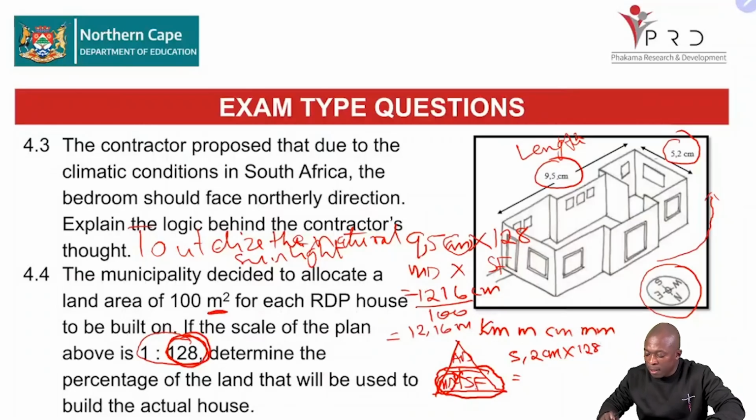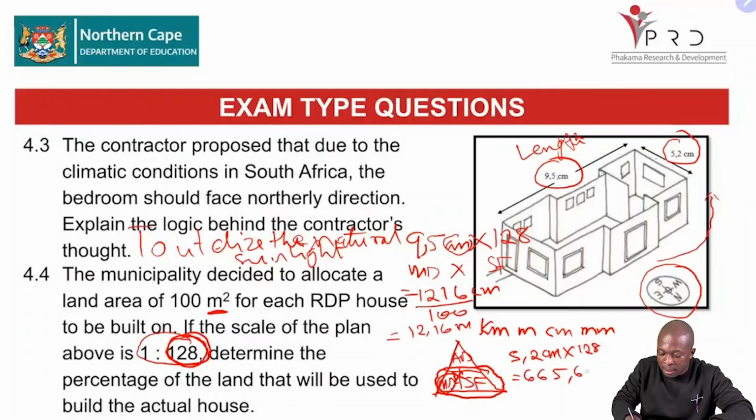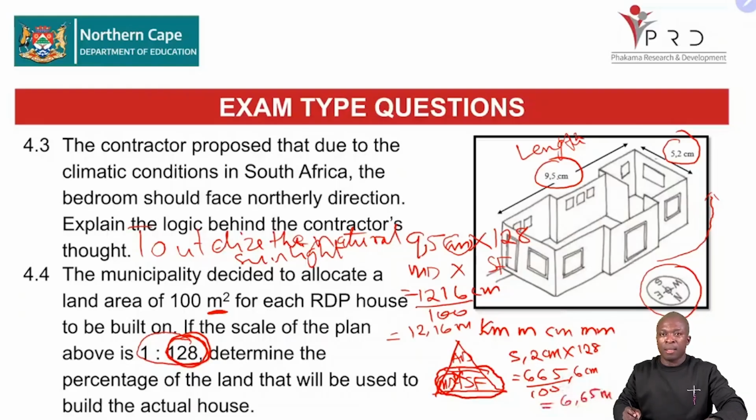Press on your calculator. 5.2 centimeters times 128. And that will give you 665.6. This is still in centimeters. So divide everything by 100 and that will give you 6.65 meters. So if you check carefully, now we have the width, the 5.2 in real life is 6.65 meters.